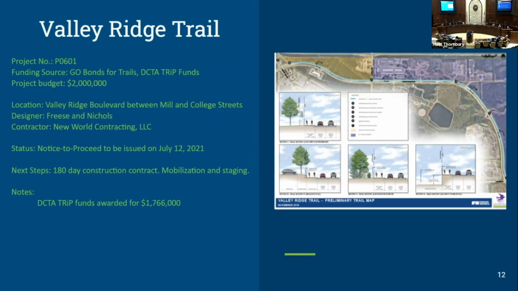Then with construction, we're at the beginning of the Valley Ridge Trail, which will complete the off-street trail portion of the DCTA A-train Rail Trail, so that for the entire 19 miles, you don't have to ride on the street. We are able to design this through our GO bonds for trails, but the DCTA TRIP funds are going to fund the construction there. We just issued the notice to proceed today and had our pre-construction meeting. So they'll start, and hopefully we'll be done in the next 6 months.